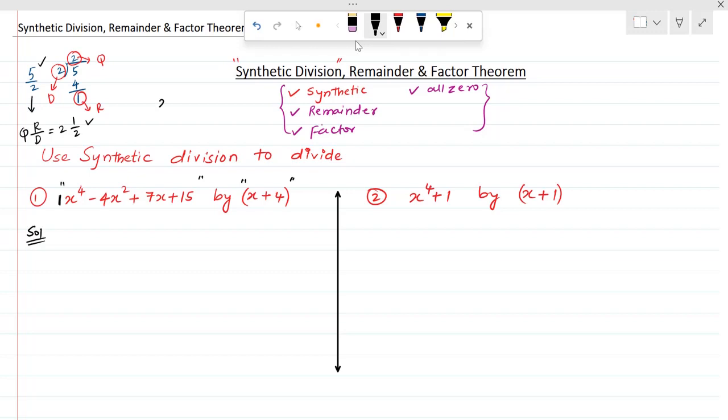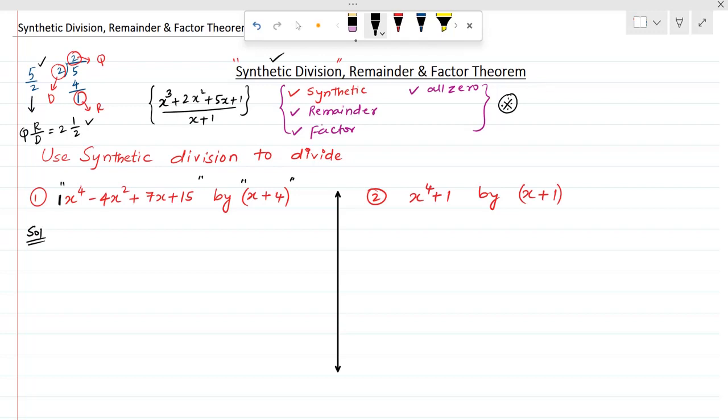Suppose you have the polynomial x to the power 3 plus 2x square plus 5x plus 1. If you want to divide this by a binomial, you can do it using synthetic division. We use synthetic division in all these topics: to solve division problems, the remainder theorem, the factor theorem, and finding all zeros. We are using the same technique of synthetic division.